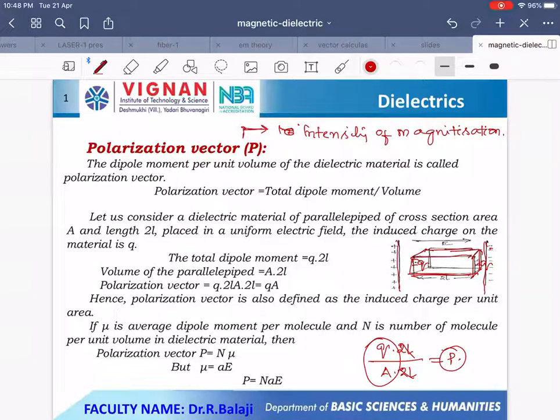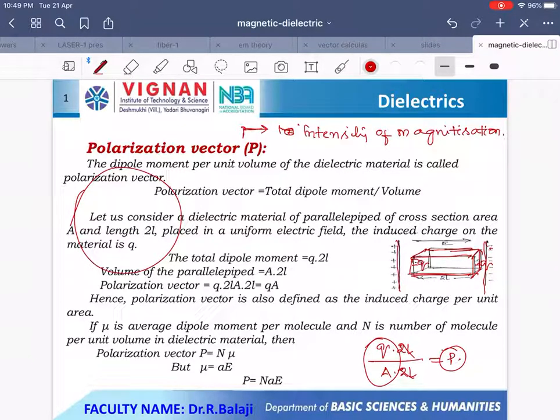So in dielectrics, the polarization vector P is exactly similar to the intensity of magnetization I in magnetic materials. In magnetic materials it is I, in dielectrics it behaves as P. Now let us consider a material, for example, this dielectric material.